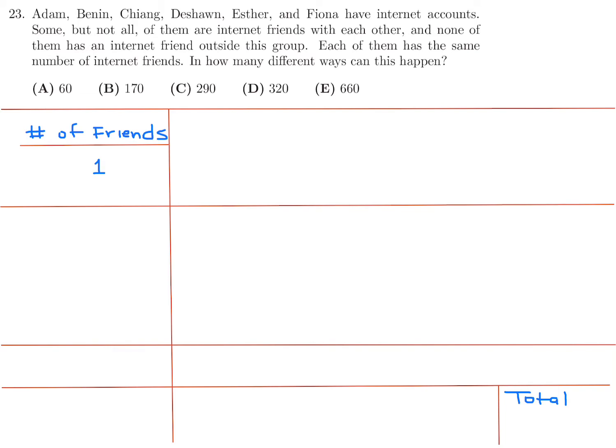The choices are either 1, 2, 3, and 4. There's 6 of them, and they can have some friends, so the number of friends is not 0, but they cannot have all, so the number cannot be 5. So we're only dealing with 1, 2, 3, and 4. And the good news in this question is that 3 and 4 are complementary with 1 and 2. And what that means is that 1 behaves like 4 and 2 behaves like 3.